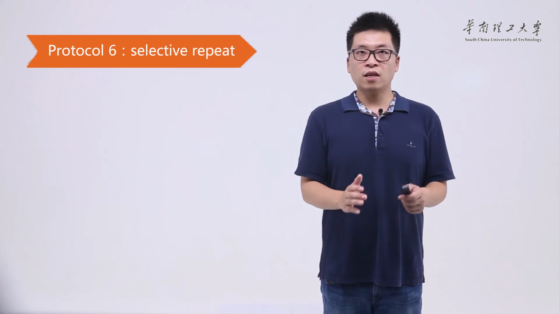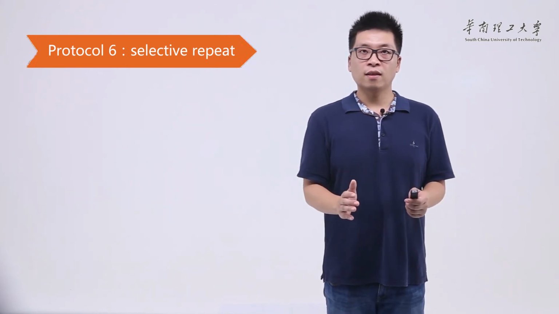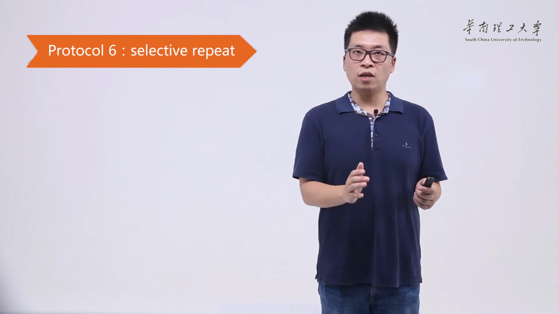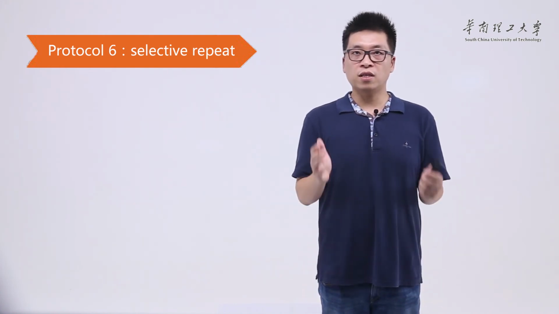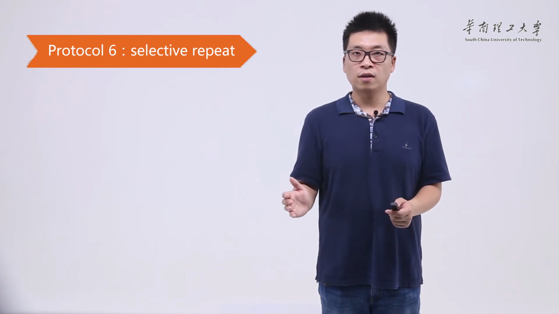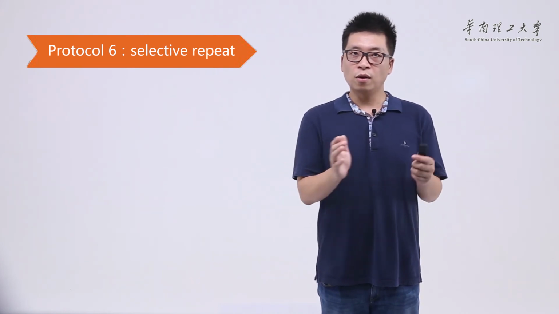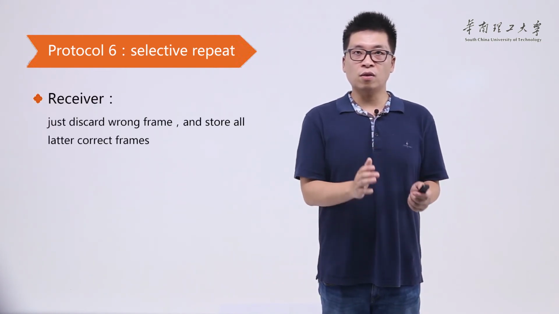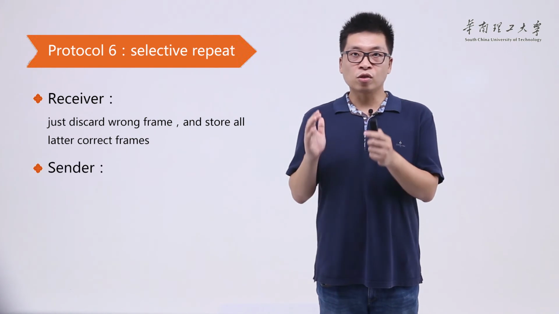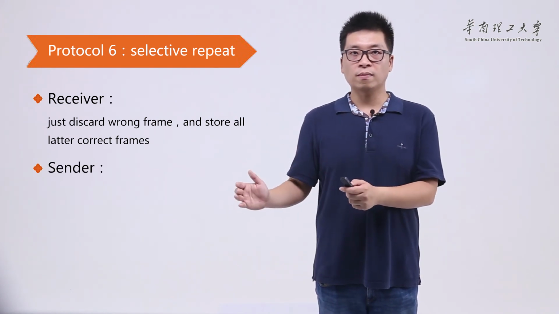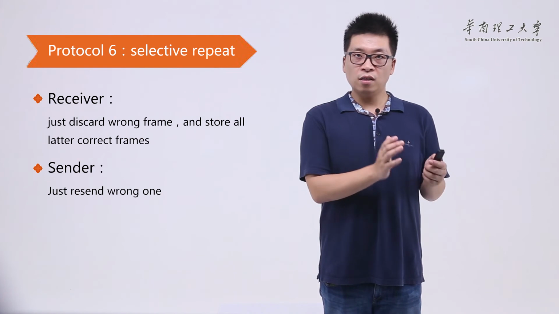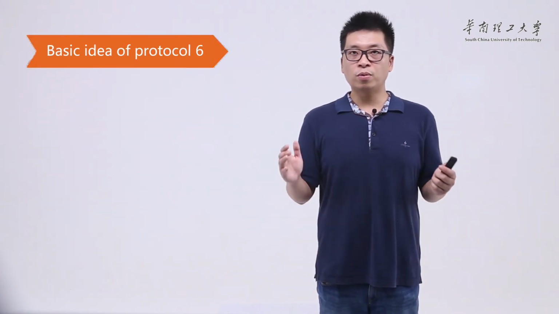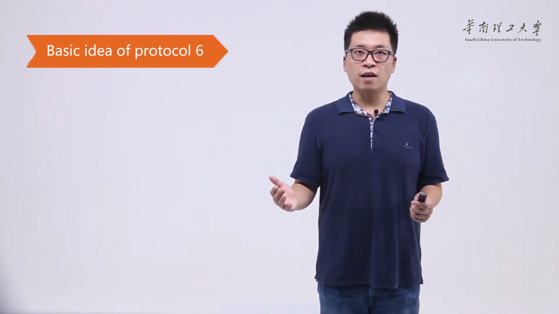Now we try to explain Protocol 6, the last protocol of the 6 elementary protocols in DLL. It is called the selective repeat protocol. So things get different from Protocol 5. For the receiver, it only discards the wrong frame, but stores all the later correct frames. For the sender, it just needs to resend the wrong frame. The working principle of Protocol 6 is like that.